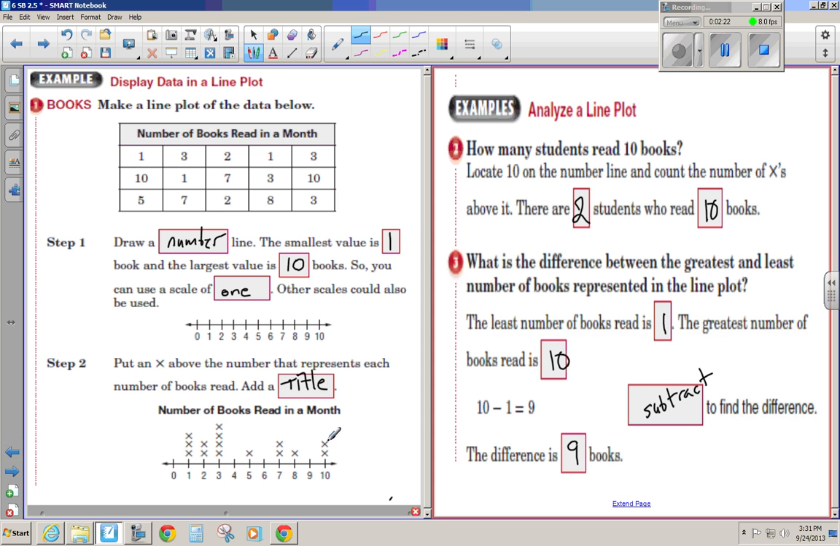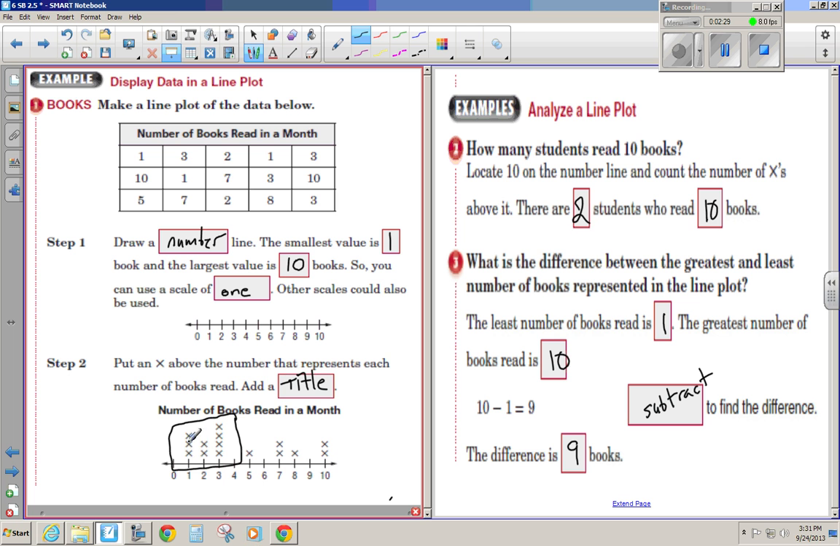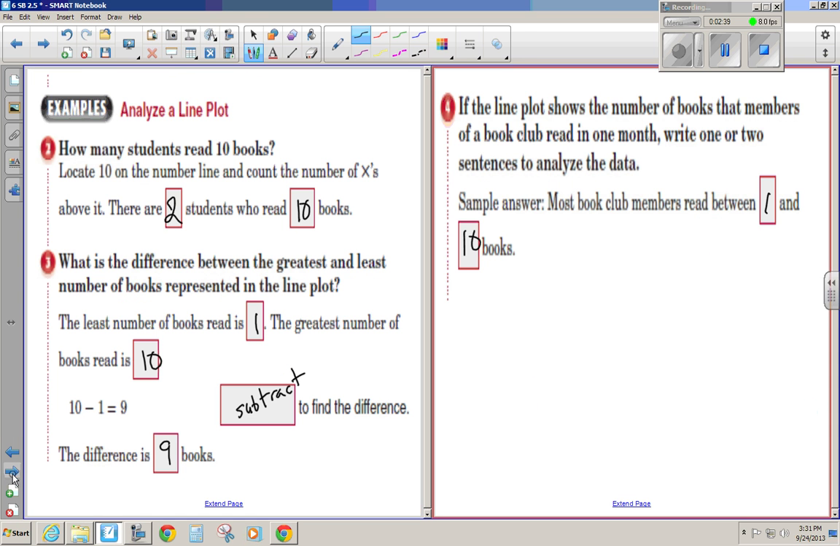The fewest was 1, the most was 10. You could look at the majority of them. Probably the majority of them, 1, 3, 5, 9 of them, over half of them read 3 or less books. You could say over half read 3 or less books.